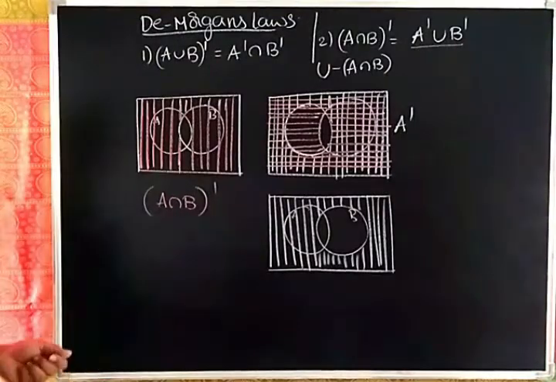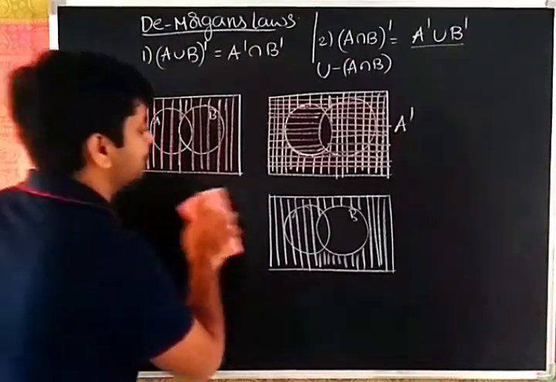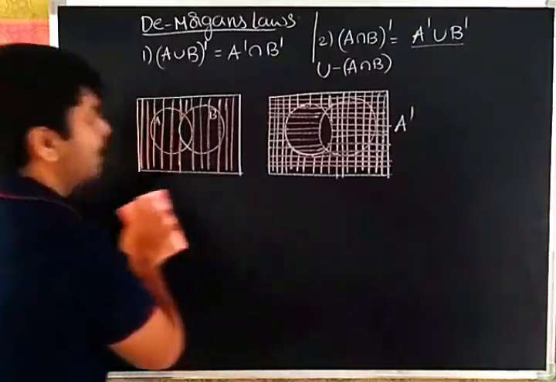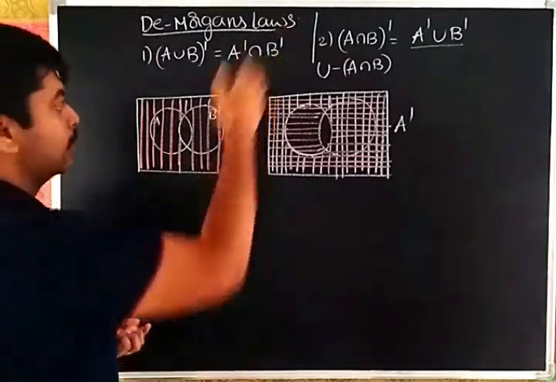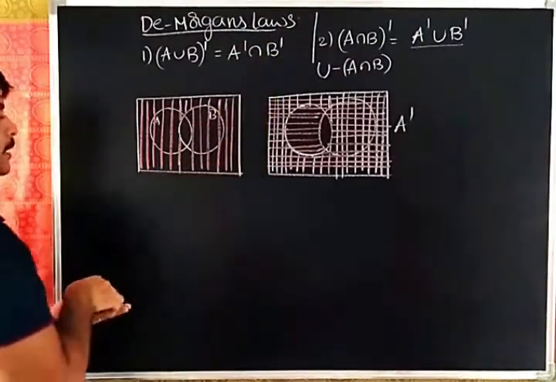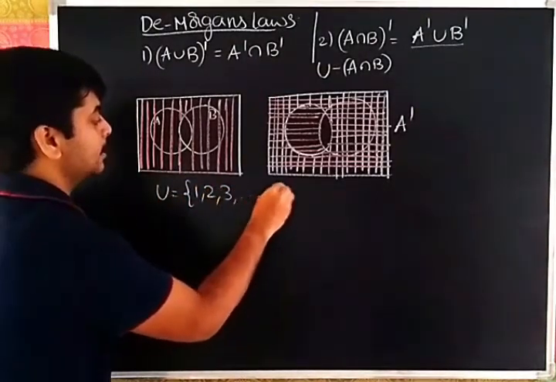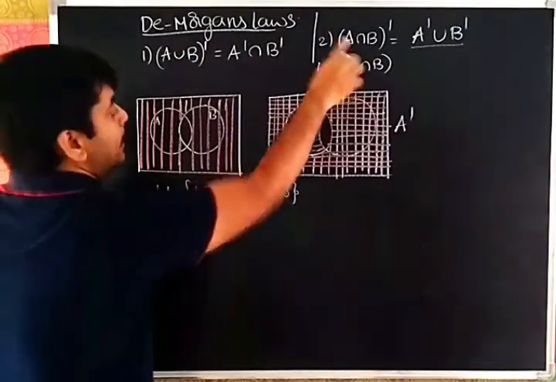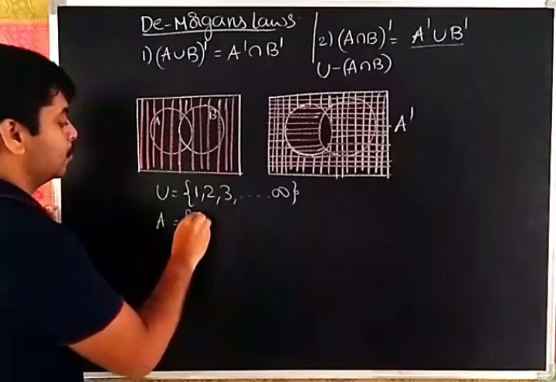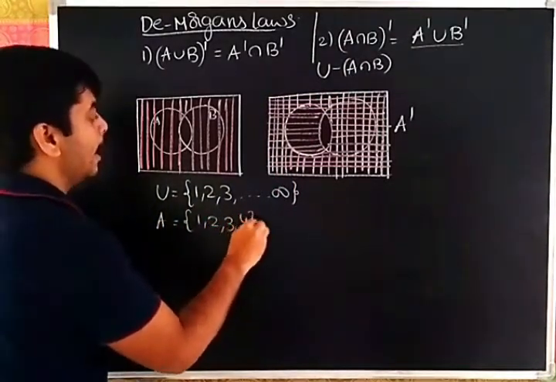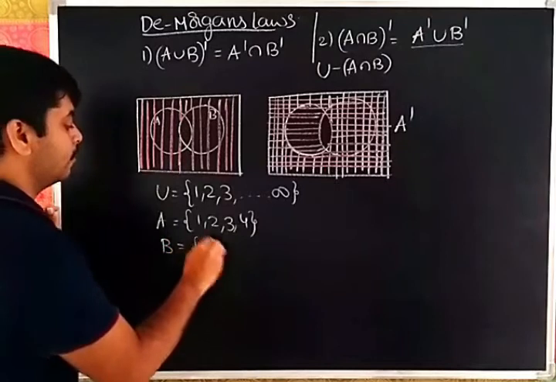Let us quickly see one small example and verify whether this is correct or wrong. Okay, so once again, U is a set of all natural numbers, till infinity. A, let us take it as 1, 2, 3, 4, and B, let us take it as 3, 4, 5, 6.